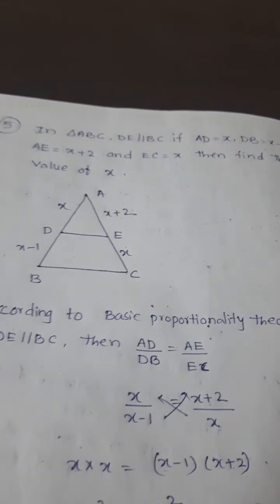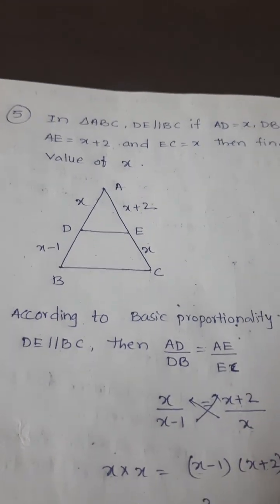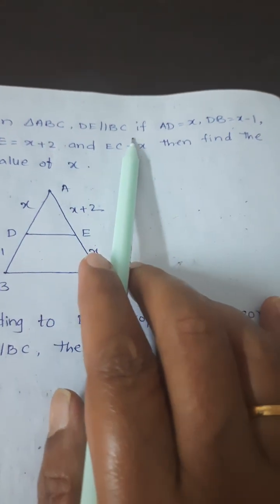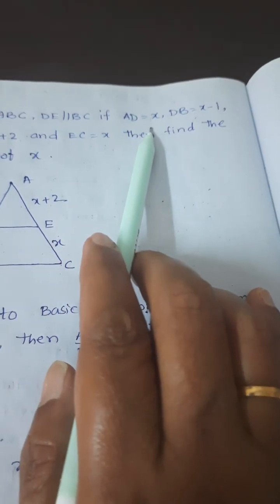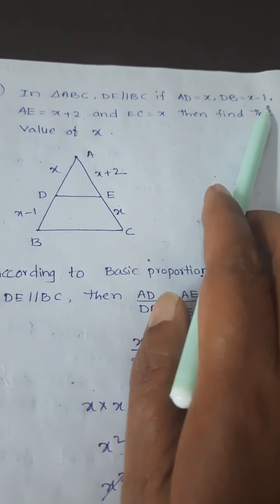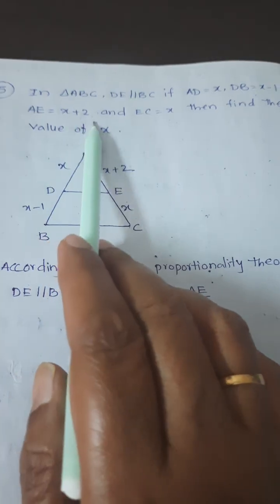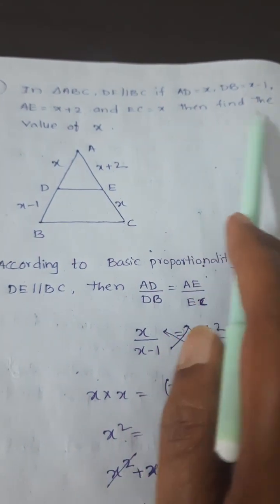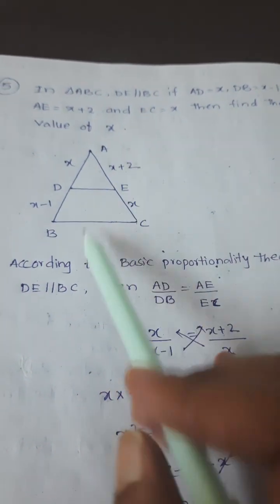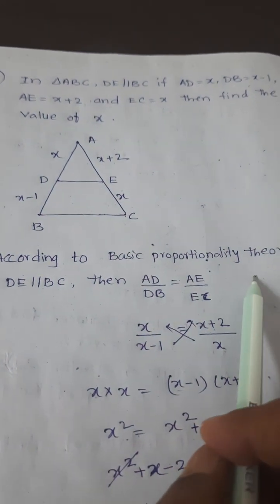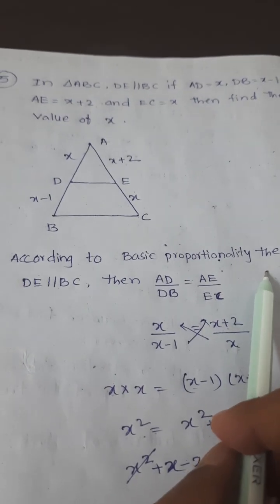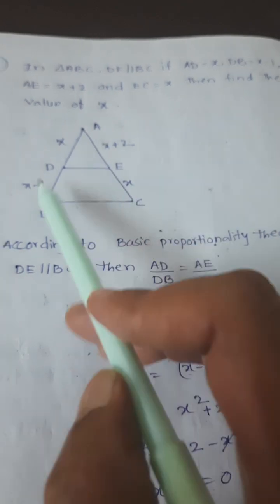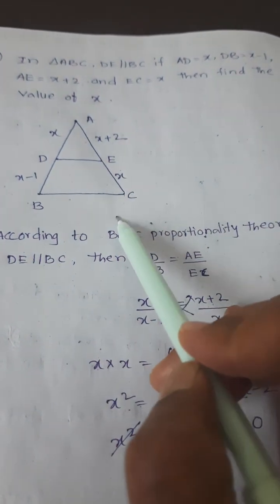Next, fifth question. In triangle ABC, DE is parallel to BC. If AD is equal to x, DB is equal to x minus 1, AE is equal to x plus 2 and EC is equal to x, then find the value of x. According to the basic proportionality theorem or Thales theorem, DE parallel to BC, then the ratio AD by DB is equal to AE by EC.